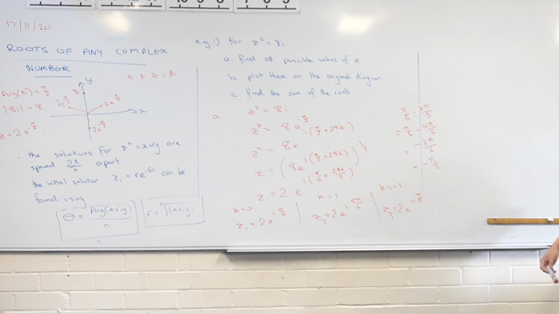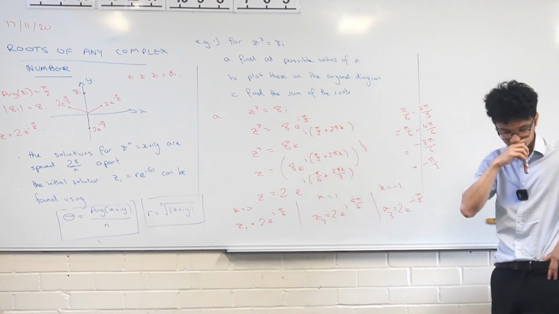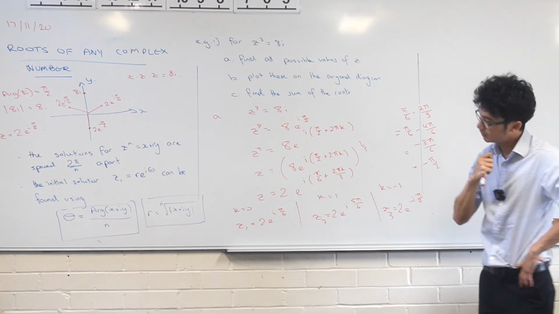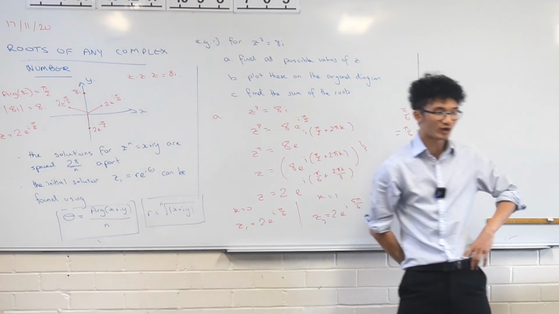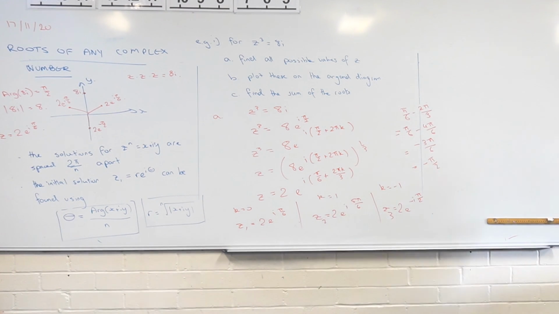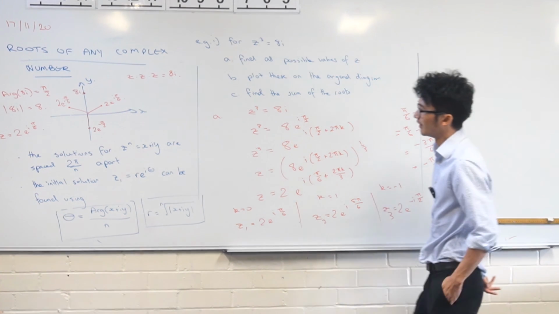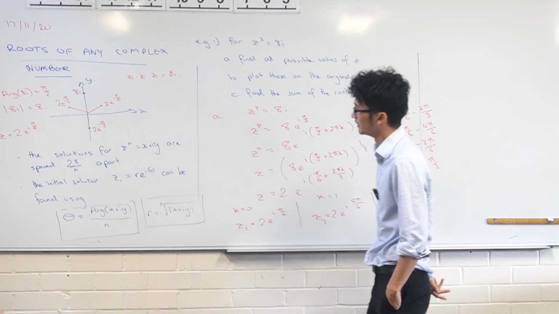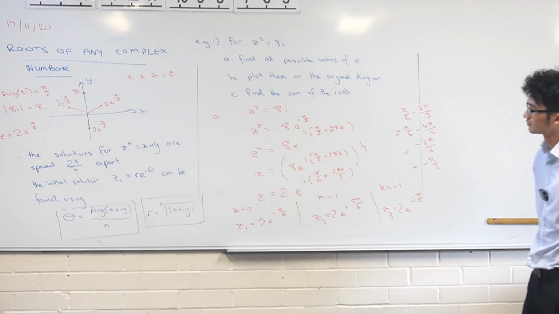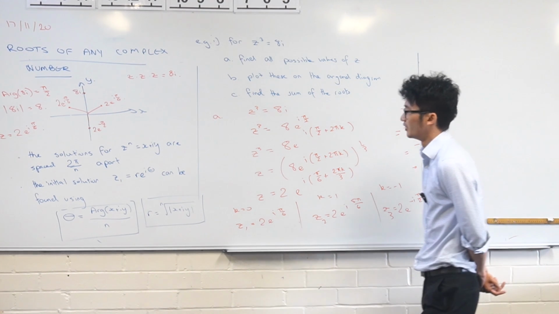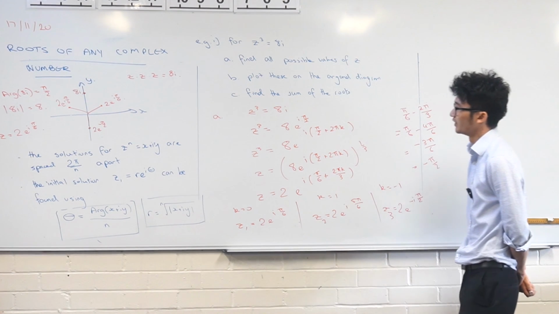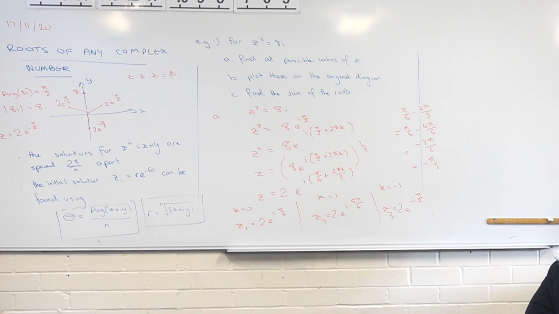That's A and B there. Part C is interesting. I want you to try that one. Part C, we want to find the sum of the roots. And the reason why I want you to do that, there's an interesting relationship between these that we're going to have a little look at. But I want you to have a go at that yourself first, and then we'll come back in a second.